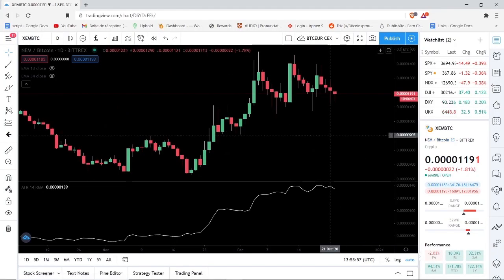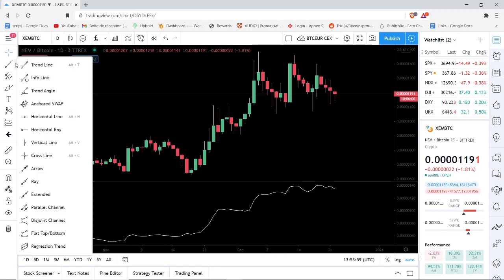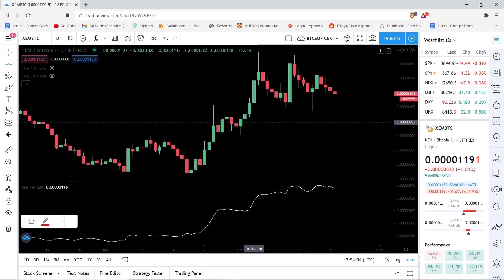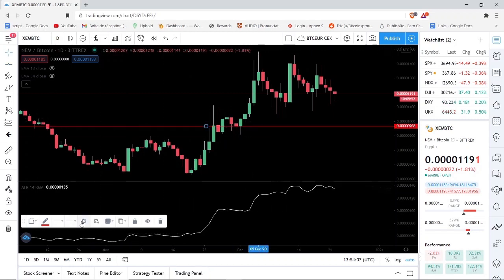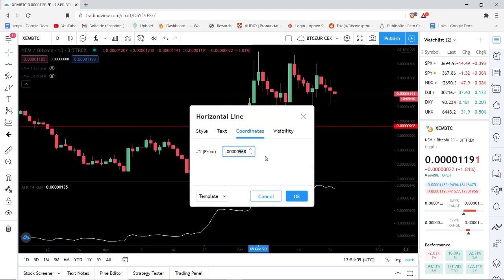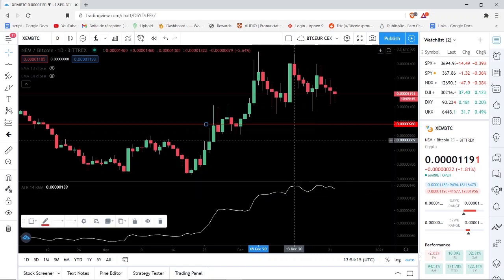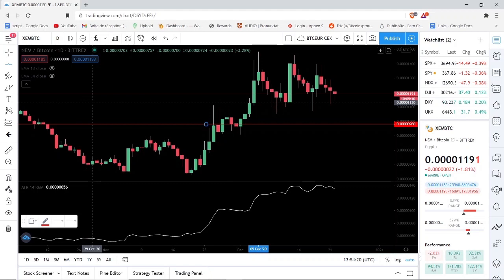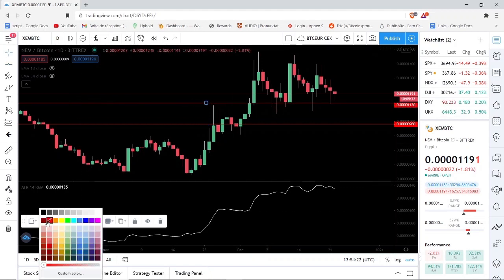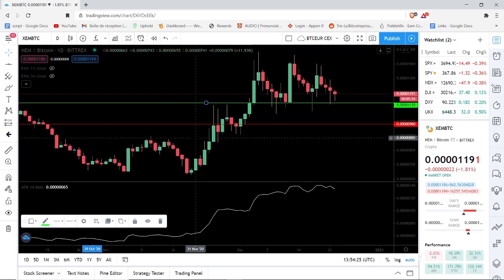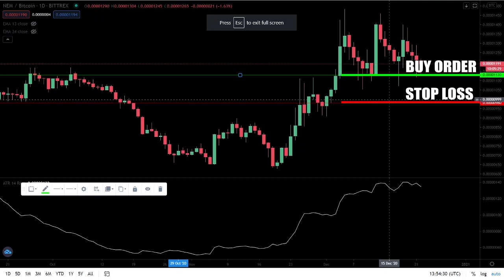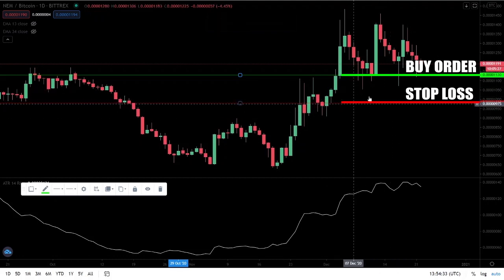So we're gonna do the same as we did before. We're gonna draw a horizontal line which will represent our stop loss. We're gonna modify the value. We said 980 Satoshis. I'm gonna click on OK. And then we will draw another horizontal line which will represent our buy order. So the green line is our buy order and our stop loss is this red line.